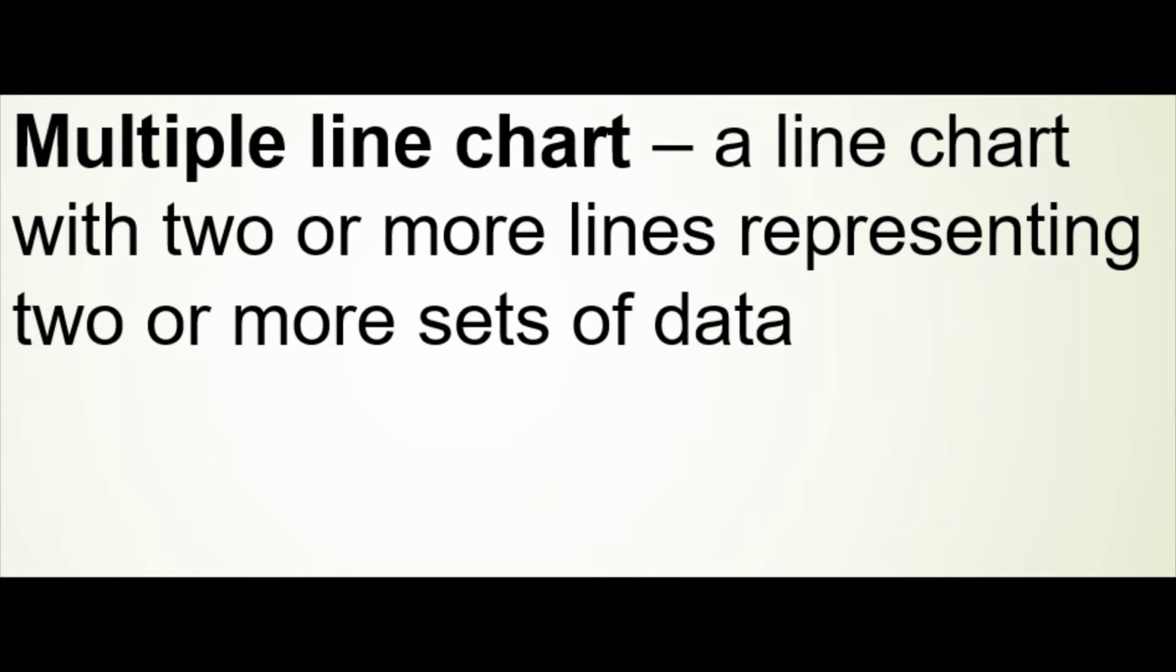Next, we have a multiple line chart. A multiple line chart is a line chart with two or more lines representing two or more sets of data. To create a multiple line chart, we would create it the same way that we would create a line chart with dots representing the values. We would just do that for each set of data and connect the dots for each one. So you're going to have multiple lines on the same graph. And we usually use different colors for the lines or different styles of lines, like a dotted line or a dashed line, so that you can easily see what the different lines represent and compare the data that way.